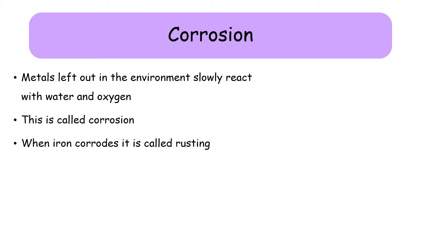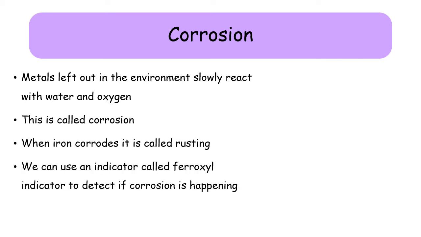Now when iron corrodes, we call it rusting, and we know that iron, when it rusts, goes from a nice silvery grey colour to an orangey brown colour, and it also becomes a lot weaker. We can actually detect whether or not iron is about to rust using an indicator called ferroxyl indicator.